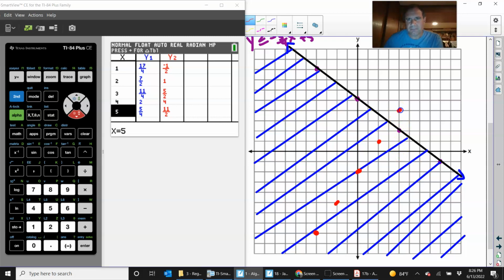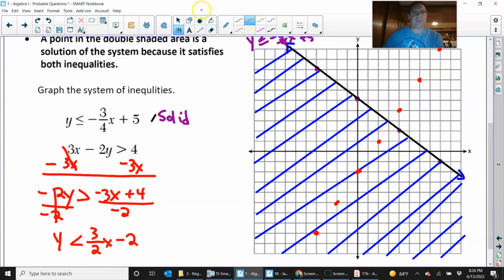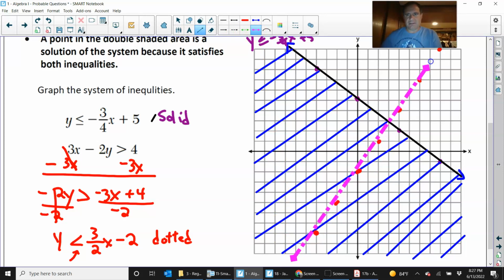Right there. And I could tell I'm rising 3, running 2. Rising 3, running 2. So let me get this out of the way here. This is not a solid line. This is a dotted line. Right? It is dotted because it is not or equal to. So I am going to graph that with a dotted line.